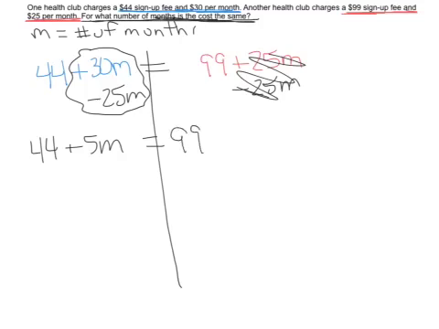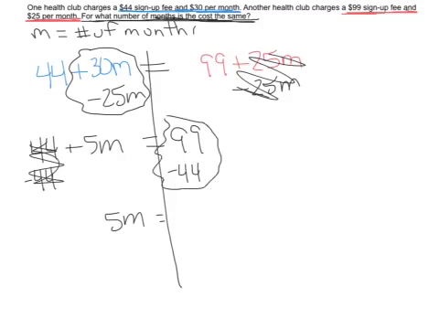Then we need to get our numbers or our constants on one side. So we'll subtract this 44 from both sides. On the left, the 44s will cancel, and we'll have 5m equals, on the right we have 99 minus 44, so that's 55. In our last step, we're trying to get a variable by ourselves, so we'll divide both sides by 5. The 5s cancel, and m equals 55 divided by 5, which is 11.